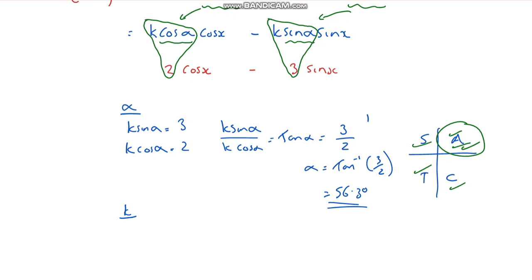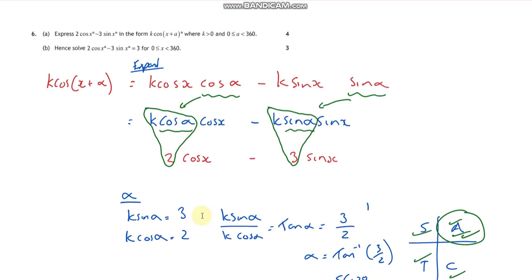So k is really just Pythagoras. We're doing 3 squared plus 2 squared, square root. So these values here: square, square, square root. Simple as that. So that's root 9 plus 4, so that's root 13. And I'll just leave it like that, I think. That's okay. And let's just write the final answer out.